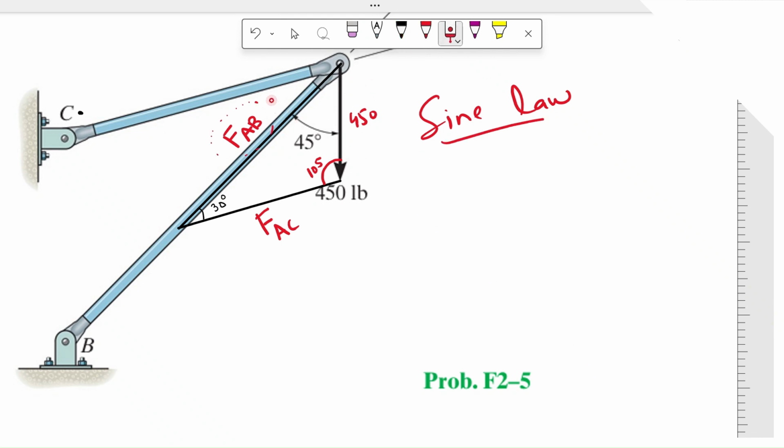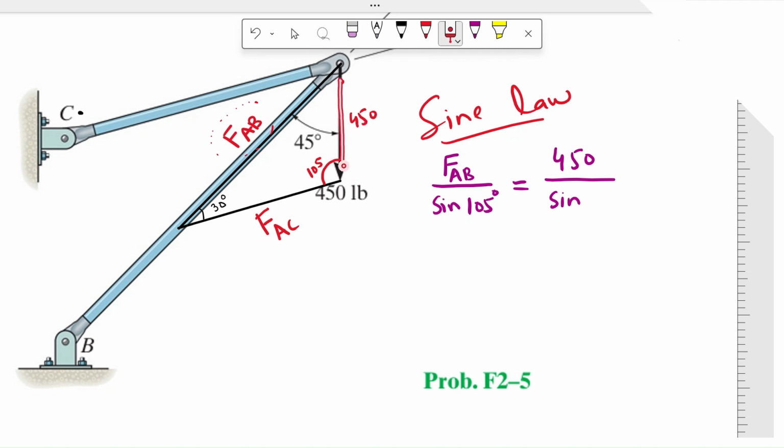Now I will be finding the value of this FAB force. For this I will be using sine law, which says that the force, in my case here, will be FAB divided by sine of its opposite angle. So the opposite angle of this force is this, the sine of the opposite angle, which is 105 degrees, is equal to the known or given force, which is this force, 450. So 450 pound divided by sine of their opposite angle.